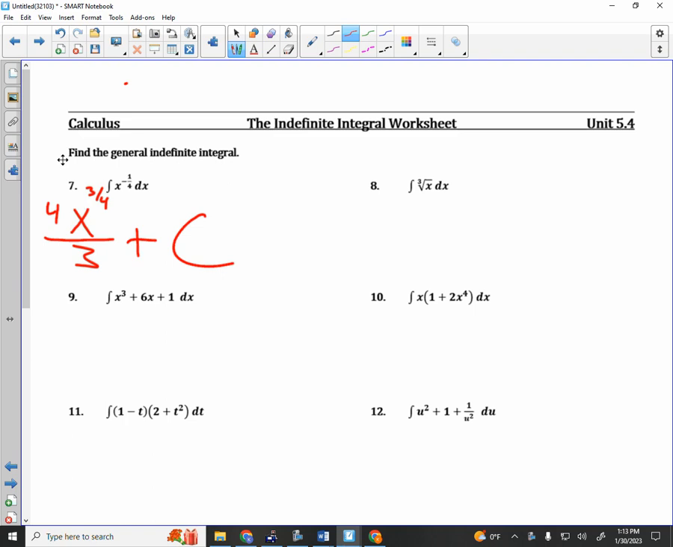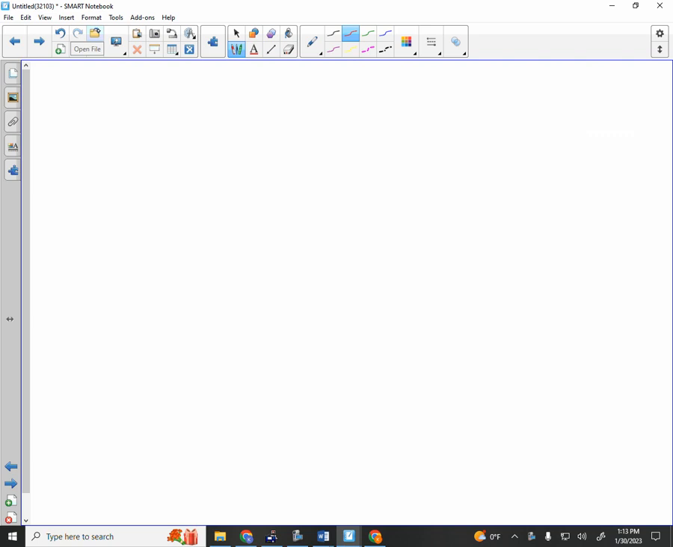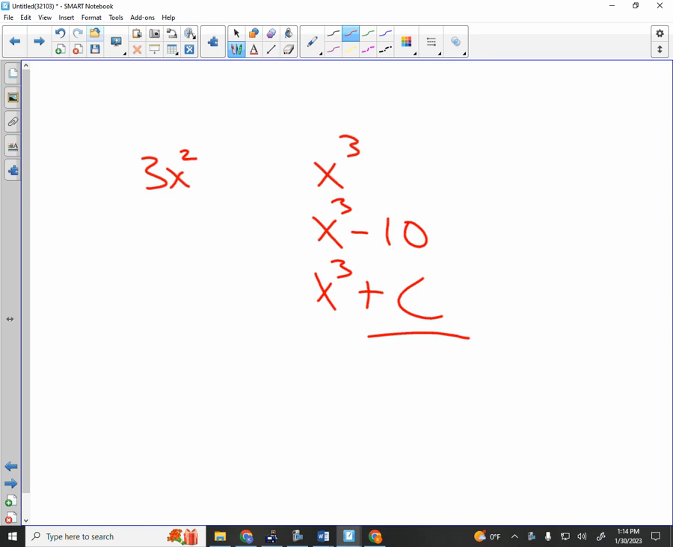So the idea is that if we have, for example, 3x squared, what's the antiderivative of 3x squared? x to the third? Because if you take the derivative of that, you get that, right? But couldn't it also be x to the third minus 10? Doesn't that also give you that one? So we just put plus c, so that it could be any constant at all. Now, we're going to use that constant later on.